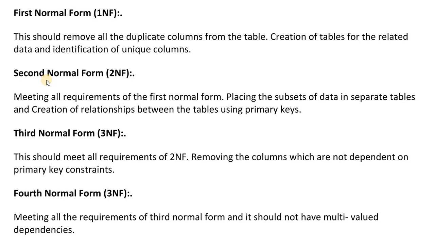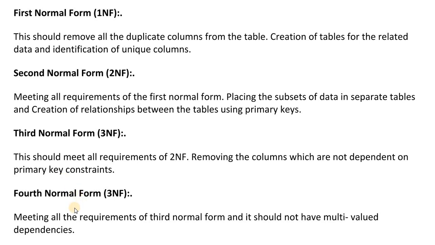Second normal form, 2NF: meeting all requirements of the first normal form, placing the subset of data in separate tables, and creating relationships between the tables using primary keys. Third normal form, 3NF. This should meet all requirements of second normal form, removing the columns which are not dependent on the primary key constraints.